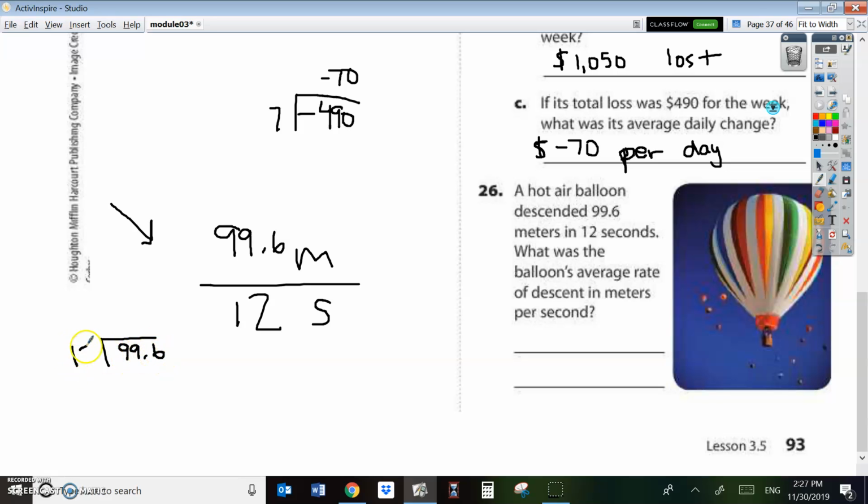99.6 divided by 12. Okay, how many 12s in 99? Think of 7 times 12: 7 times 10 is 70, 7 times 2 is 14, so 7 times 12 is 84. 8 times 12 is 12 more than 84, or 96. So we can do 8 here. 8 times 12 is 96. Subtract, we get 3. Put up the decimal, bring down the 6. And 12s in 36 are 3. So it looks like 8.3, negative 8.3 meters per second.